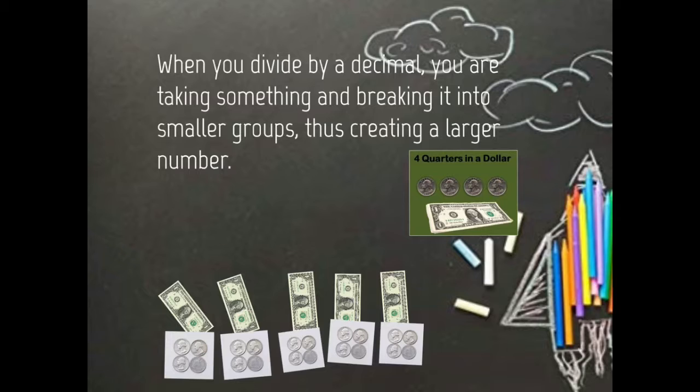One of the easiest ways to see this is in money. If I take this $5 and I split it into 25 cents, I can see here that if I was to take this $5 and divide it into groups of quarters, or 25 cents, I would end up with 20 quarters. Down below, you can see that illustrated in the money itself.